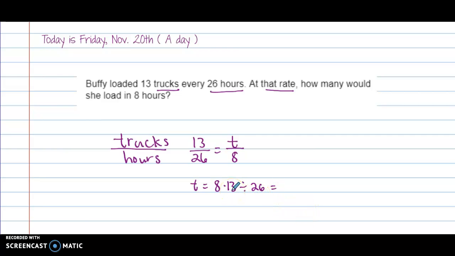Okay, go to my handy dandy calculator. 8 times 13. I get 104 divided by 26. She can load 4 trucks if she only has 8 hours of time to work. Again, this is the most important step. If you can find the ratio in words, write it down, and that guarantees that you put the numbers under the right headings or by the right labels of your columns. This is when labeling is very crucial.